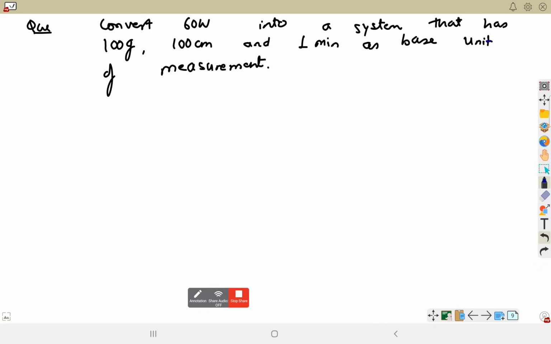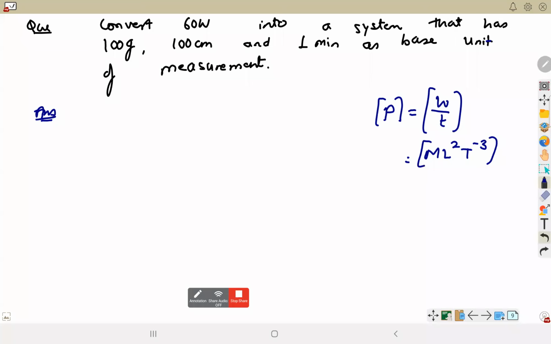ये अपने आप करना है. I will not give the hint. पावर के डायमेंशन भी हम कैलकुलेट कर चुके हैं. पावर इज वर्क डन अपॉन टाइम, ml2t minus 3. Use this method to find the value of 60 watt in this new system. The unit of mass in the new system is 100 gram, length is 100 centimeter. 100 centimeter anyways become 1 meter, so which means the length unit is same only. The unit of time is 1 minute. 1 minute means 60 seconds.